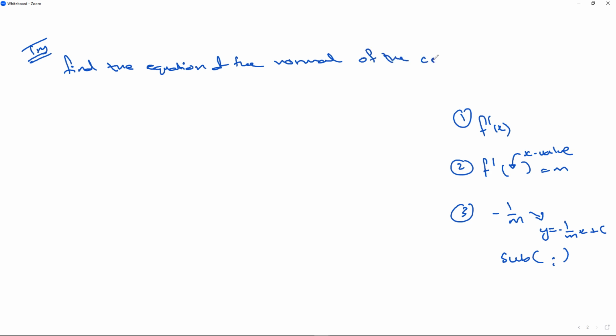Okay, find the equation of the normal of the curve y = −9x² + 4x at x equals 3. Or let's say at the point (3, 2). Well, obviously this curve has to have the point on it. So ideally, x equals 3 means that you have to find the corresponding y value. Okay. Press pause, try it. When you're done, press play.